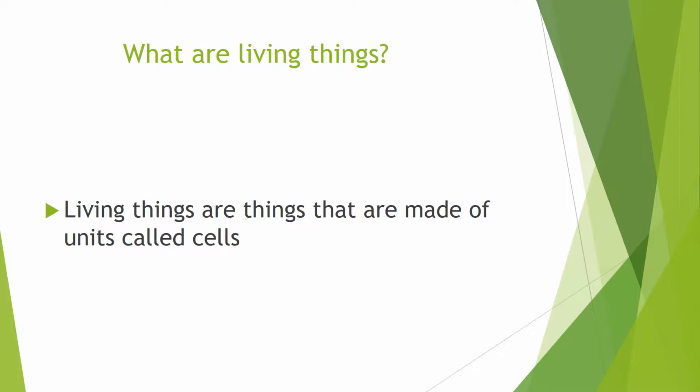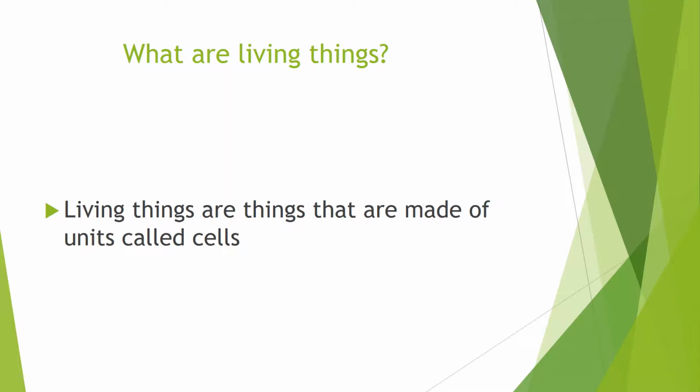Today, we are going to look at living things. That takes us to the next question to ask: what are living things? Living things are things that are made of units called cells. I repeat, living things are things that are made of units called cells.